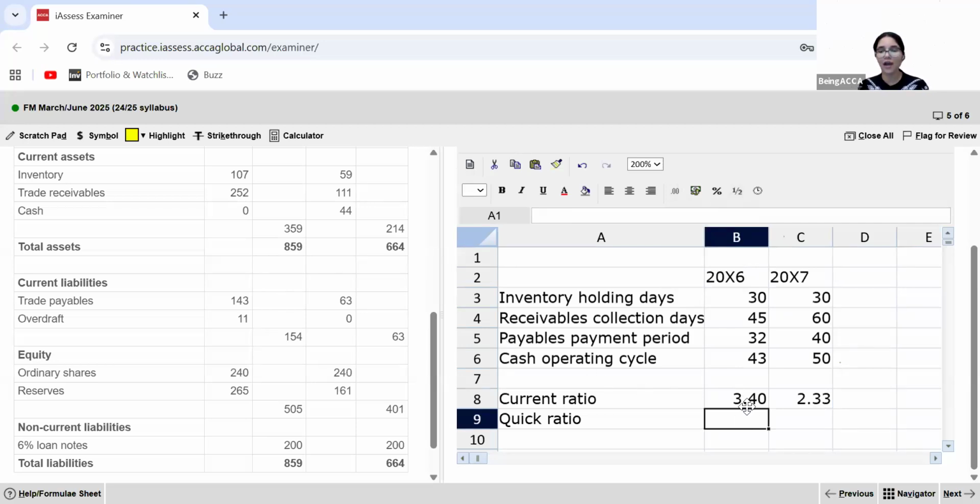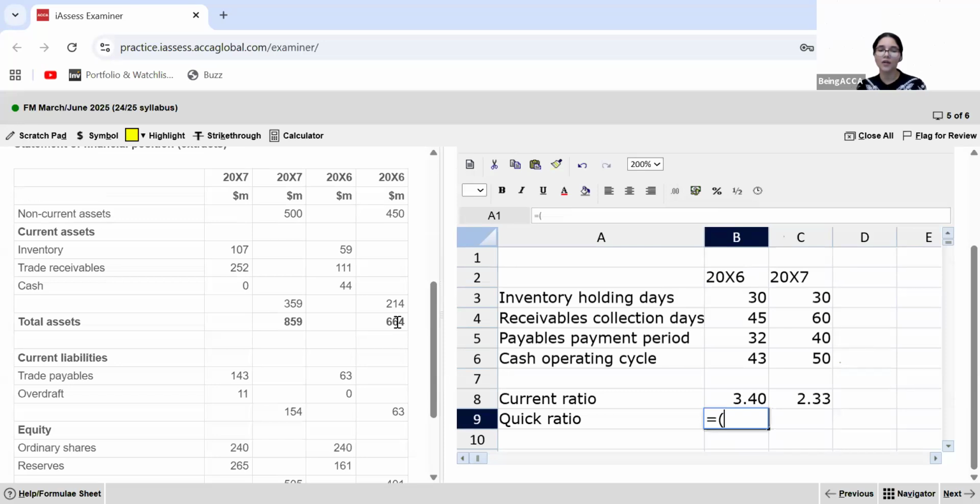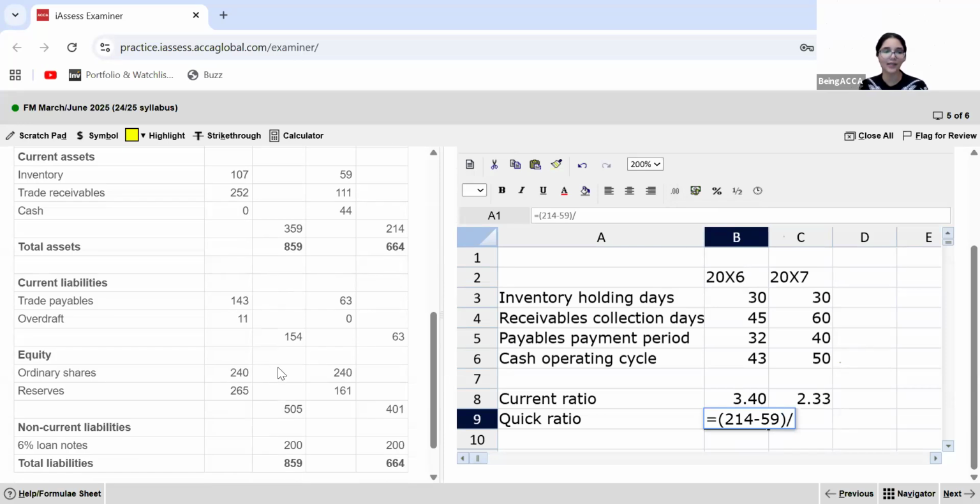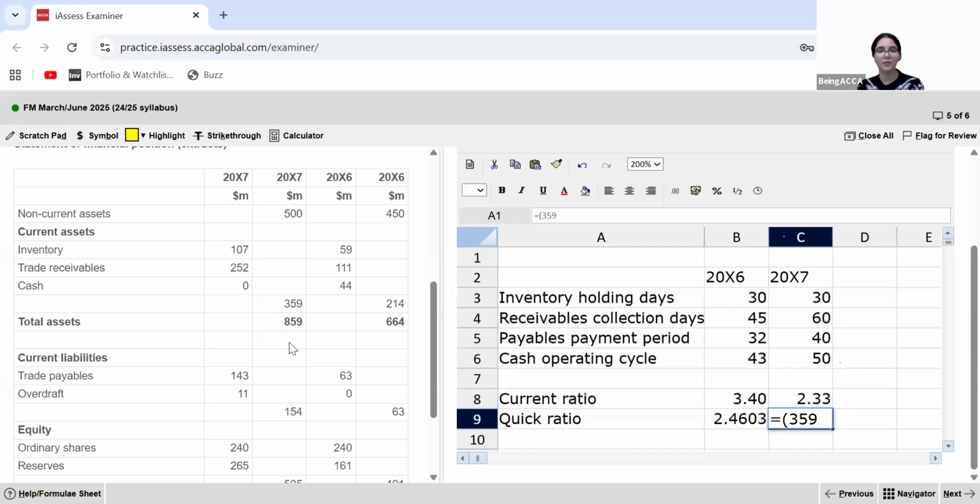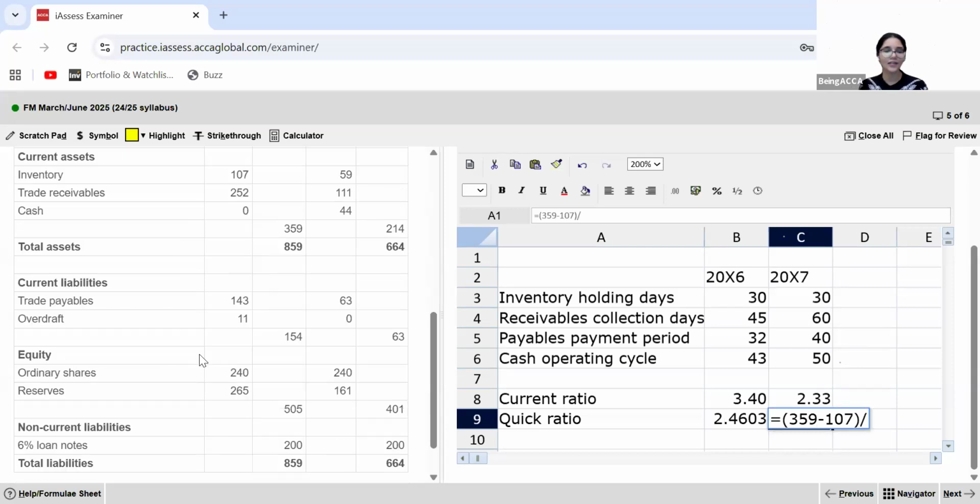Similarly, I can also calculate my quick ratio. How do we calculate the quick ratio? We take all current assets except for inventory. So all of the current assets were 214. From this, I will take away the inventory, which was worth 59, and divide this number by my current liabilities, which are 63. Similarly, for the other year, I have 359. From this, I exclude the inventory worth 107, and I divide this by my current liabilities, which were 154. So here also, I have worked out my quick ratios for both of the years.